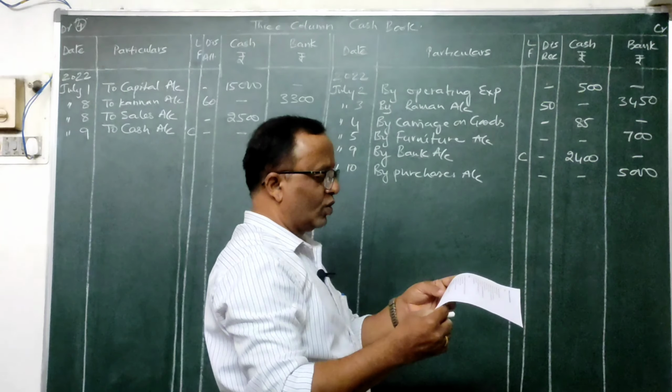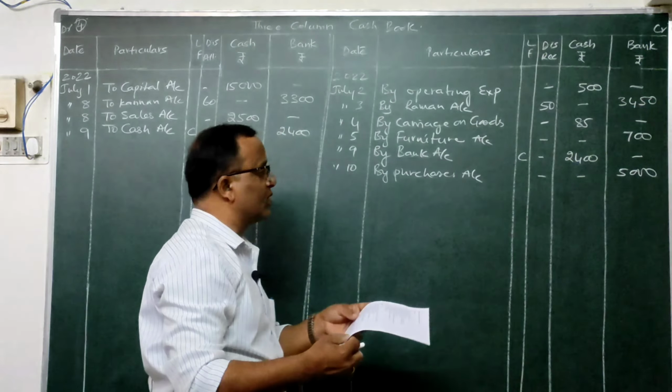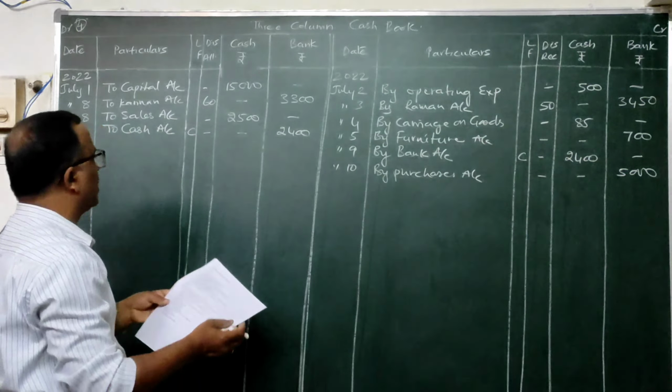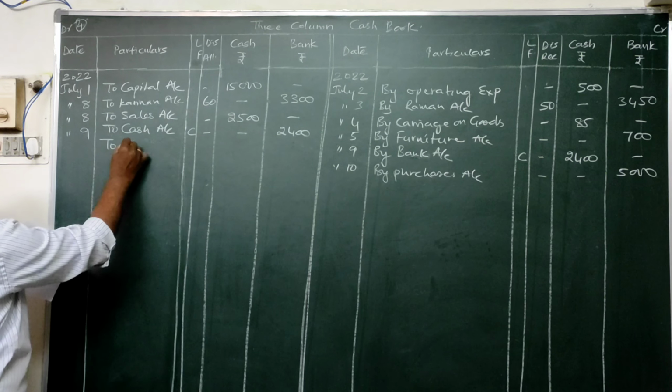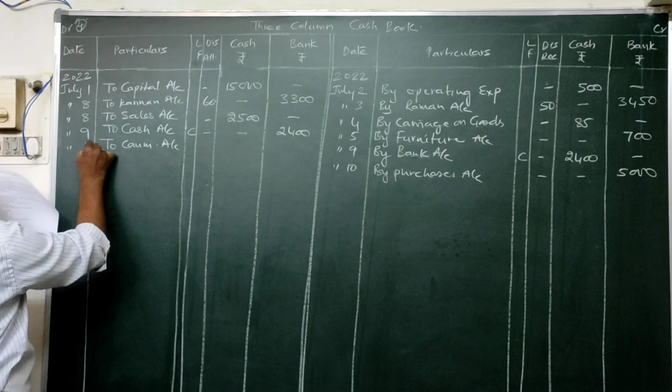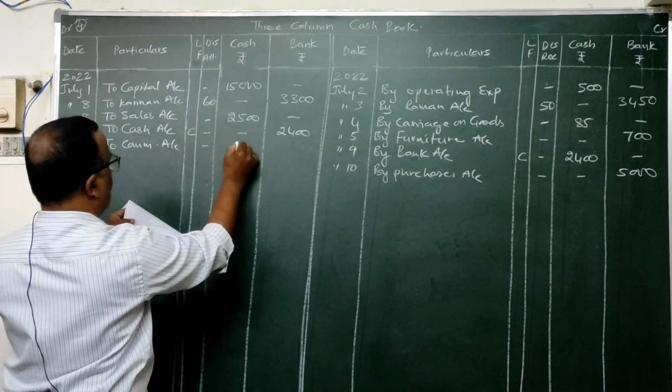Then 12th date, received commission. When you have received commission, your entry will be cash account debtor to commission account. Commission is an income to you. So to commission account, you are going to write it here. So cash account debtor to commission in cash column 150.